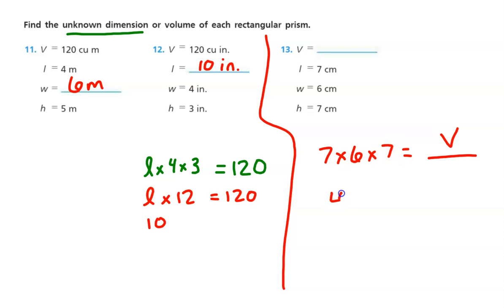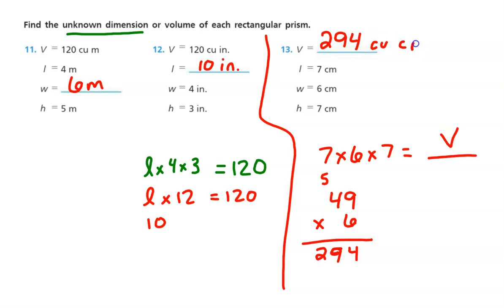So 7 times 7 is 49, so let's do 49, and then that's supposed to be times 6. Okay, so 6 times 9 is 54. So I'll bring down my 4, carry my 5. 6 times 4 is 24, and 24 plus 5 is 29. So this answer altogether should be 294 cubic centimeters.